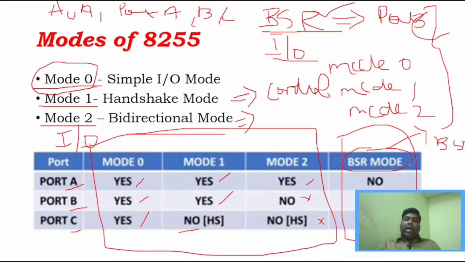And apart from that, port C is the one which helps with the handshaking process, right? It is the one which establishes the connection, the control signals for data transfer. You can see here port C supports handshaking in mode 1 as well as in mode 2, right? In mode 1, it supports both port A and port B.